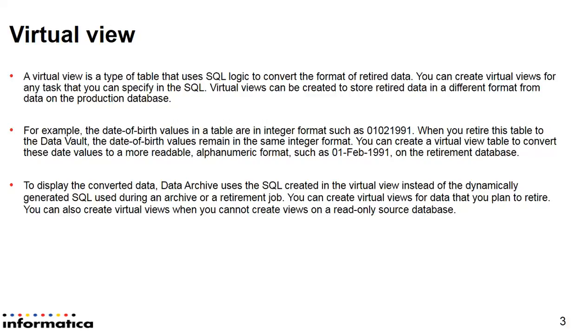For example, if the data is in the source database in the format 01, 02 and 1991, you can return this data in the format 01 Feb 1991. You can create a virtual view query and then return the data in the format like this. To display the converted data, the data archive uses the SQL created in the virtual view instead of dynamically generating the SQL generated by the archive job.